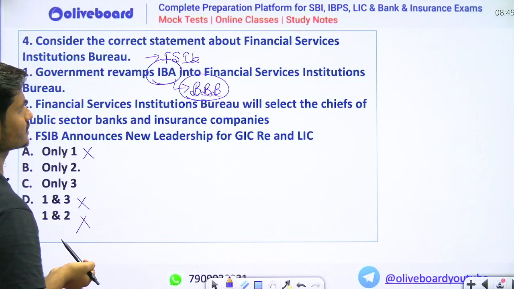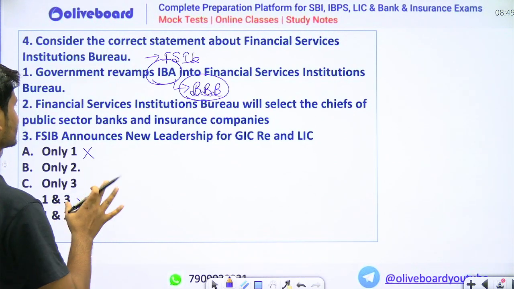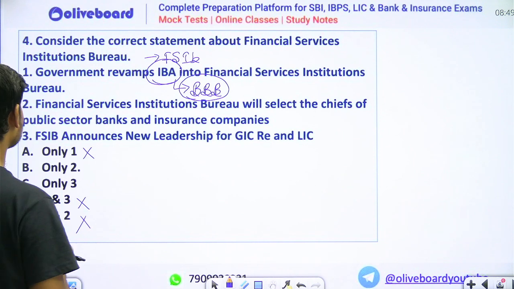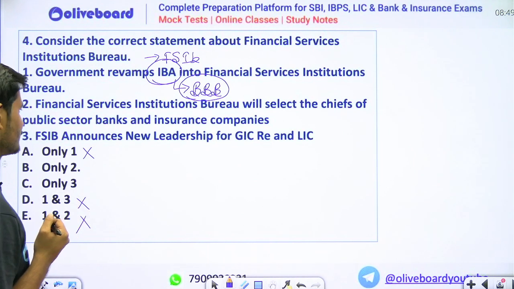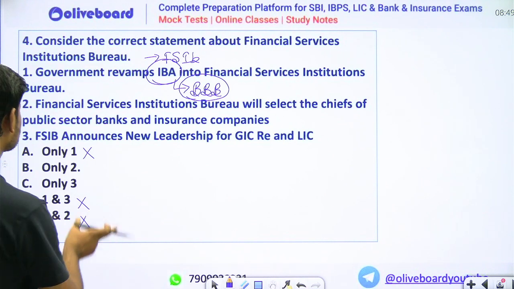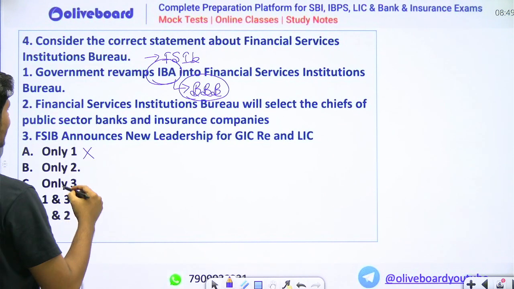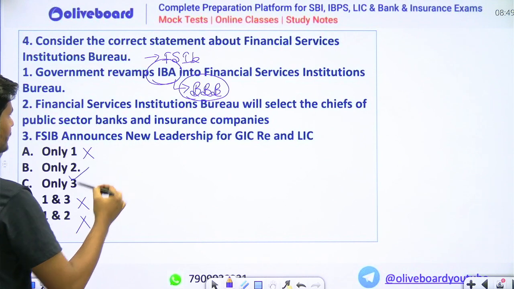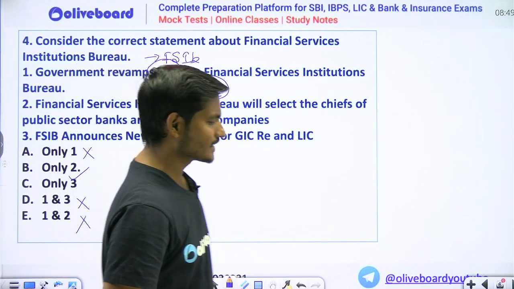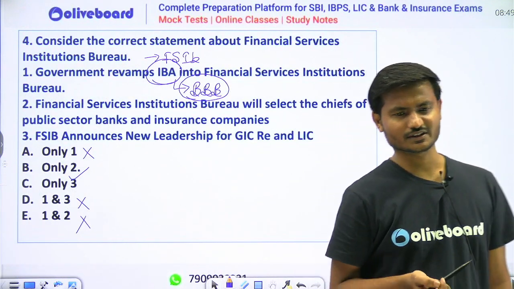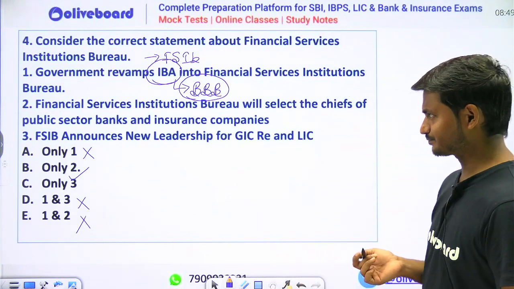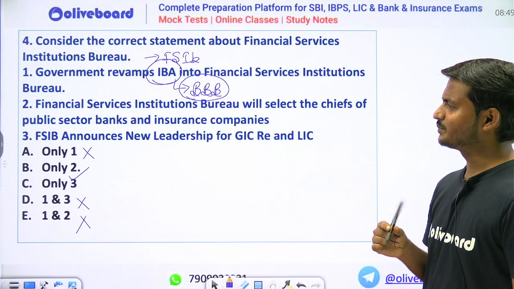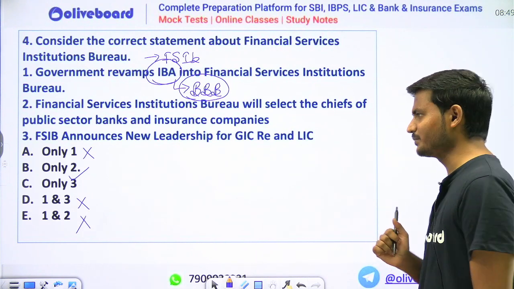Financial Services Institution Bureau will select the chief of the public sector bank and the insurance companies. Bank Board Bureau also does the same thing, and FSIB announces new leadership for GIC Re and LIC. So that is a more vivid fact that yes, it will select the chief of the public sector banks, or it will advise the government in the selections of the public sector bank chief and insurance companies. So the answer to this would be B.